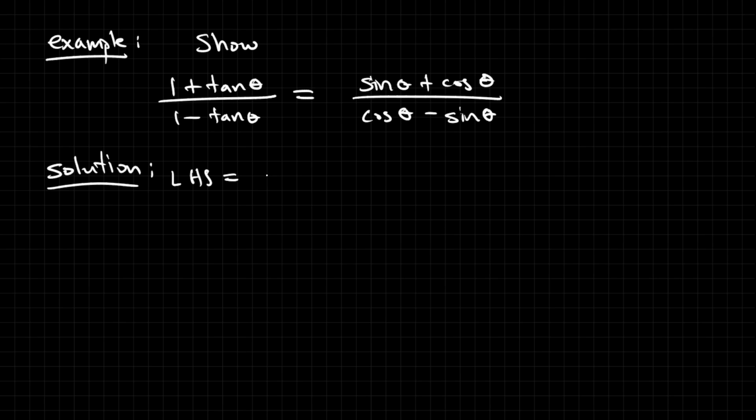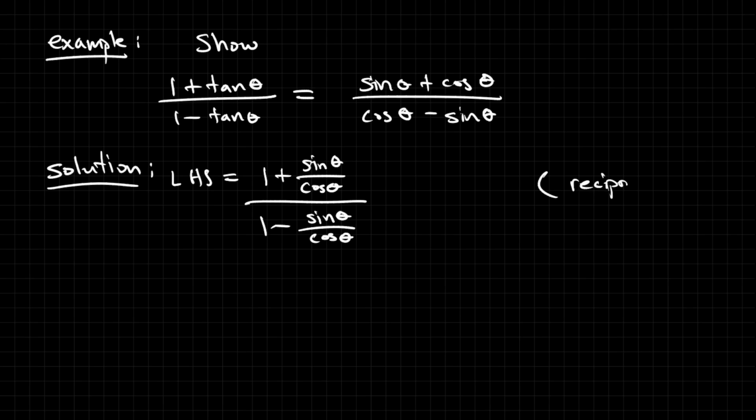equals 1 plus sine theta over cosine theta, divided by 1 minus sine theta over cosine theta. So this is reciprocal identities. And now I have the addition of fractions both in the numerator and denominator. That's called a complex fraction. I think I'd like to try simplifying those.